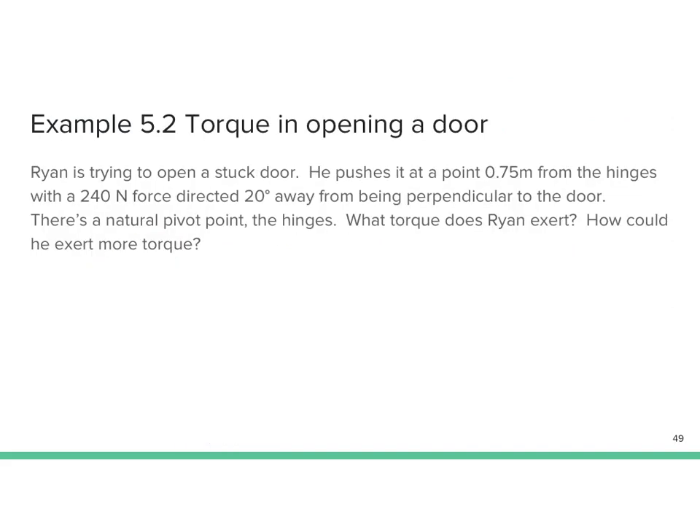So here's an example. Ryan's trying to open a door. He pushes it with some radius, some degree, some force, and we can go through and figure out how much torque he's exerting. But we also ask, how could he exert more torque? He'd either have to use more force or have a better angle on the door. And we'll go through this problem tomorrow and make sure the visual makes sense.